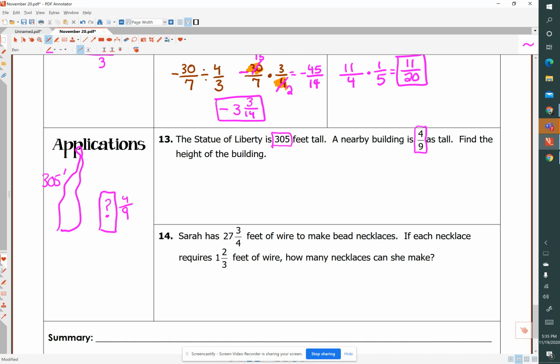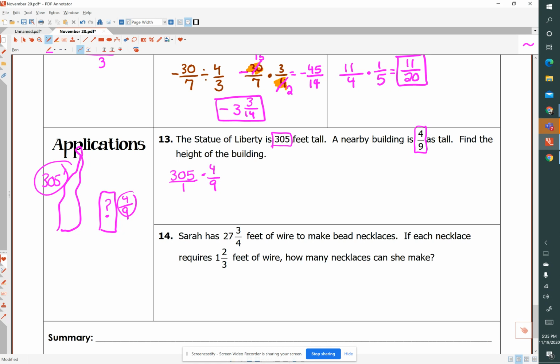So we need to multiply 305 times 4/9. So let's go ahead and do that. Let's set up our problem. 305 times 4 over 9. So we can put 305 over 1. I'm not sure if we can cross simplify. I don't think we can.